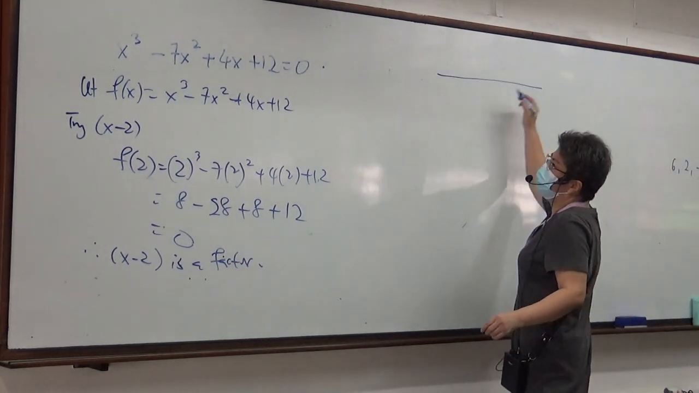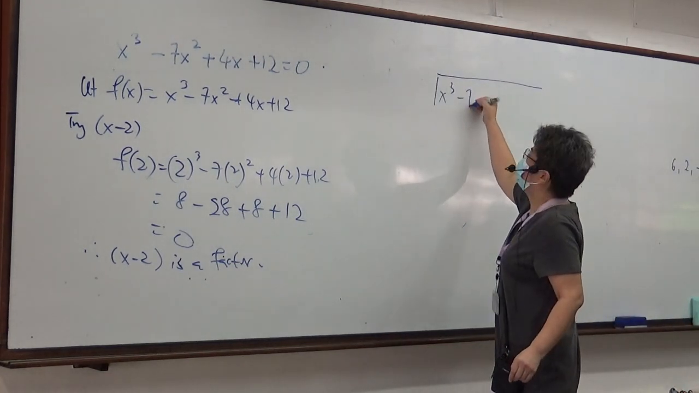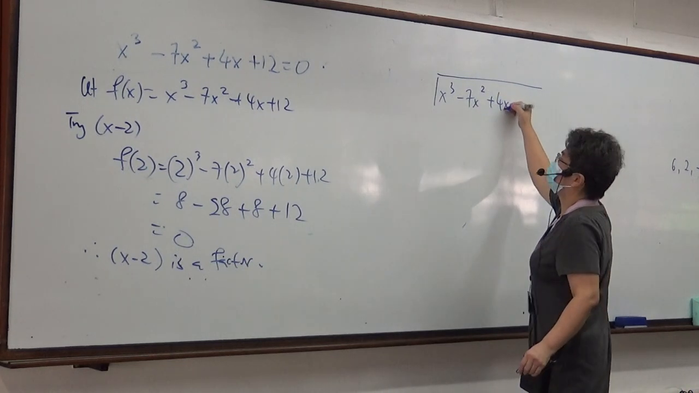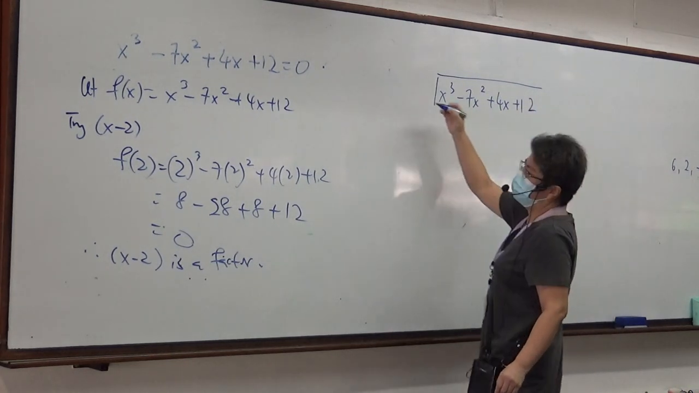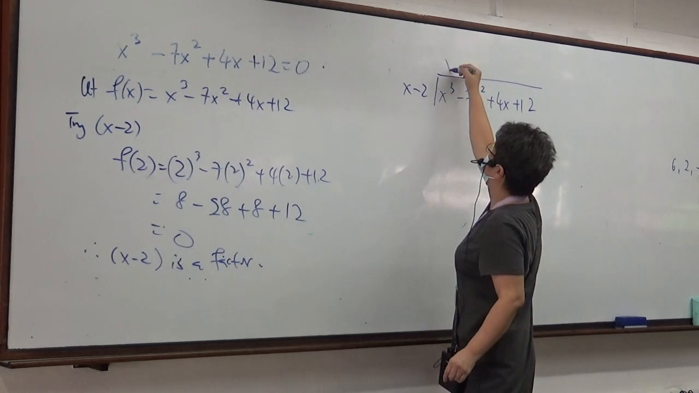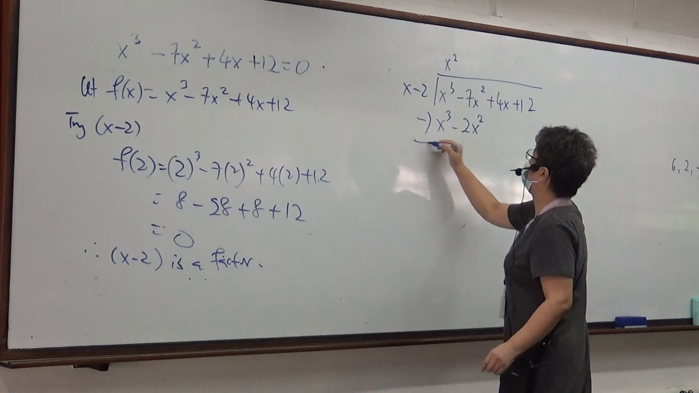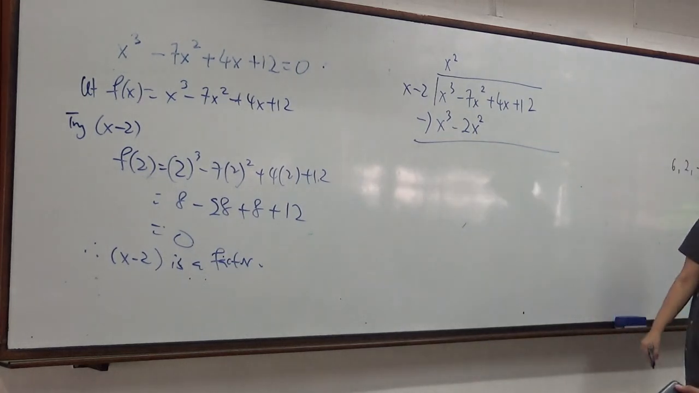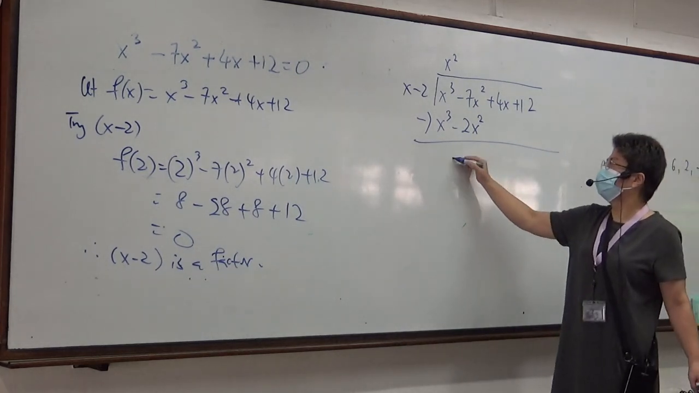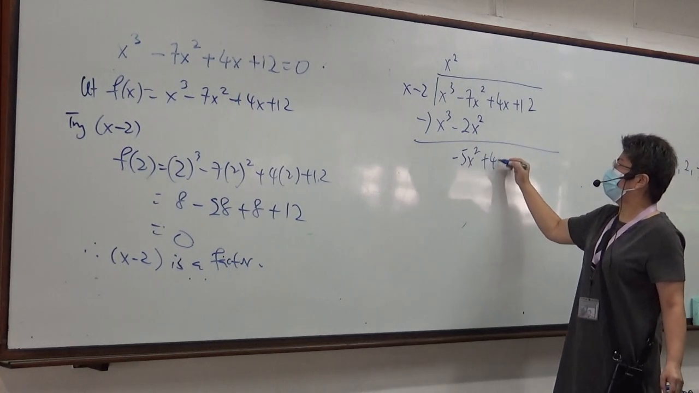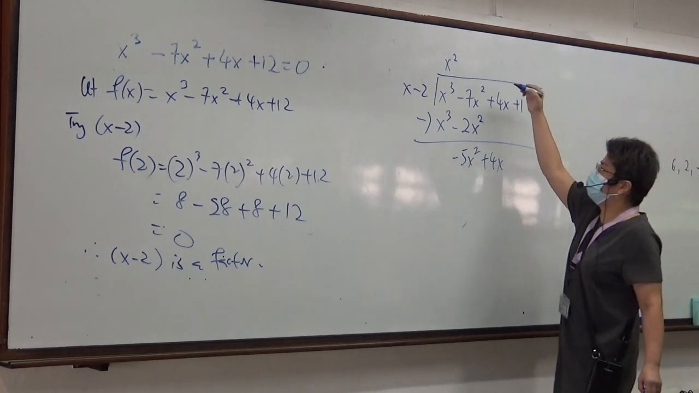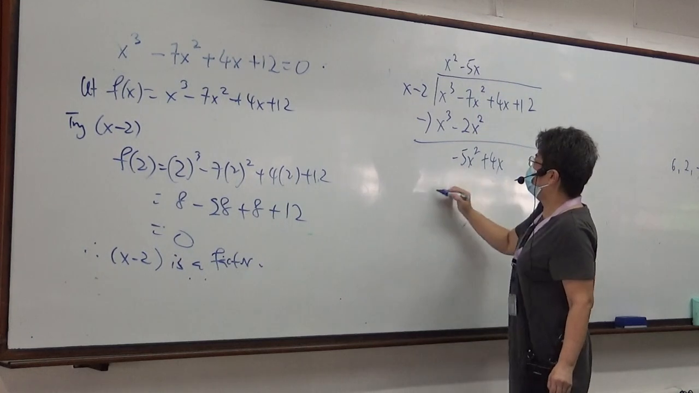Now, next. X cubed minus 7x squared plus 4x plus 12. Then I will have an x minus 2, x squared. Answer? Practice long division. Minus 5x squared plus 4x, right? What's here? Negative 5x.